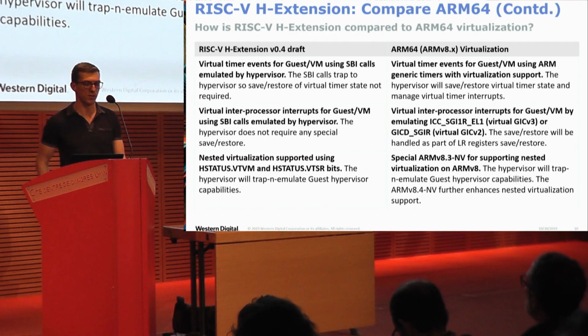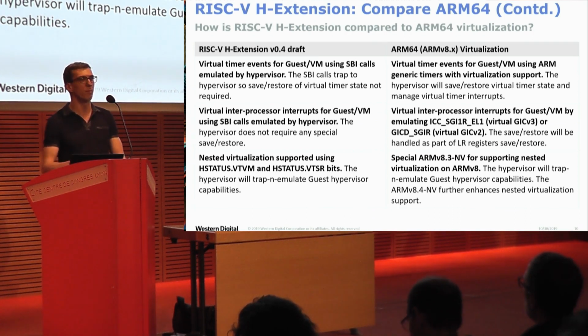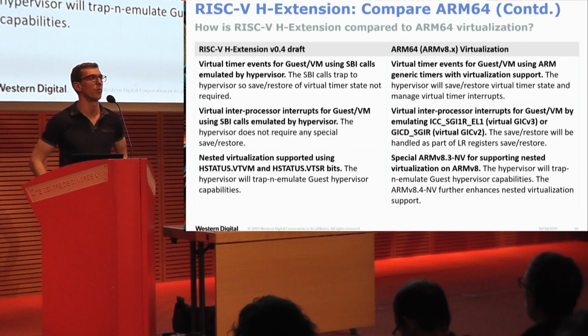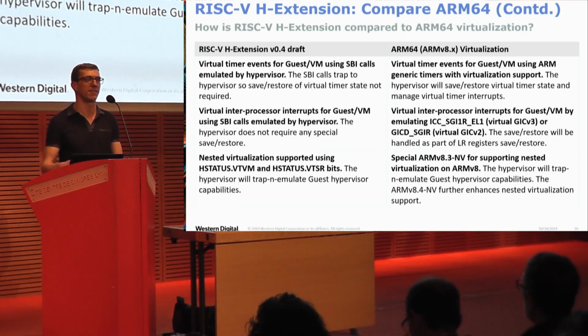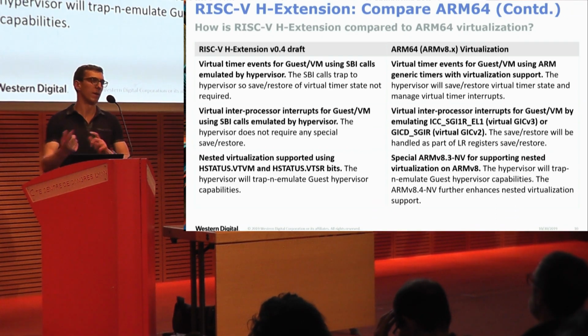The RISC-V extension uses SBI calls, like I said, for timers and IPI. That's different to the ARM implementation. And the RISC-V Hypervisor Extension supports nested virtualization. So ARM supports that recently, but it's there already in the RISC-V Hypervisor spec. So the VTVM and VTSR bits basically tell the hardware to trap into the hypervisor when the guest does certain things, like SRETs, S-fences, and page table accesses. And so this allows you to then trap and emulate to do nested hypervisors.